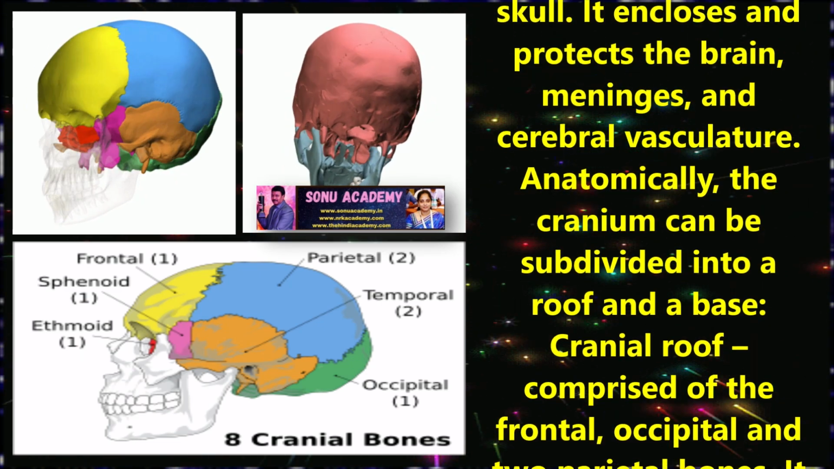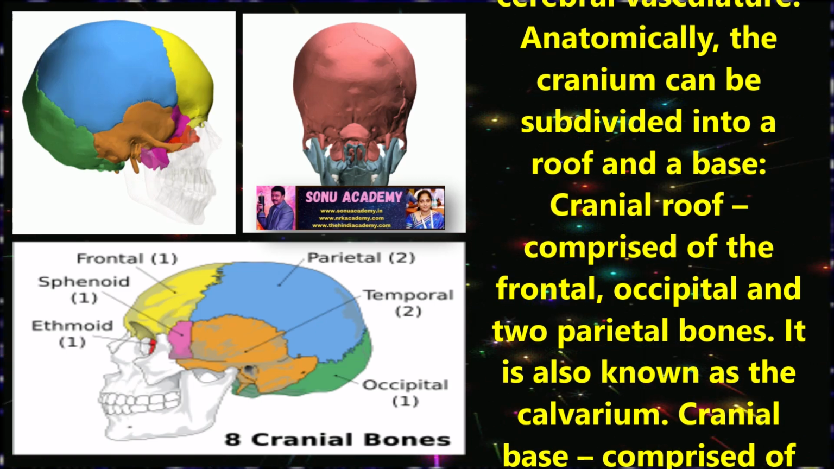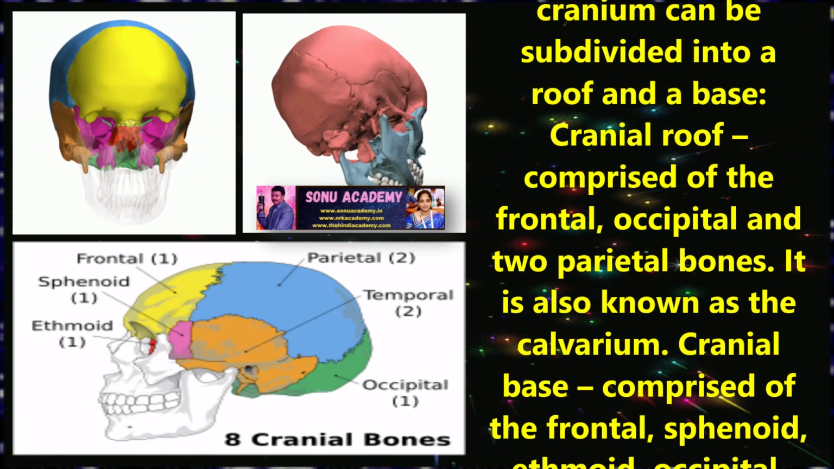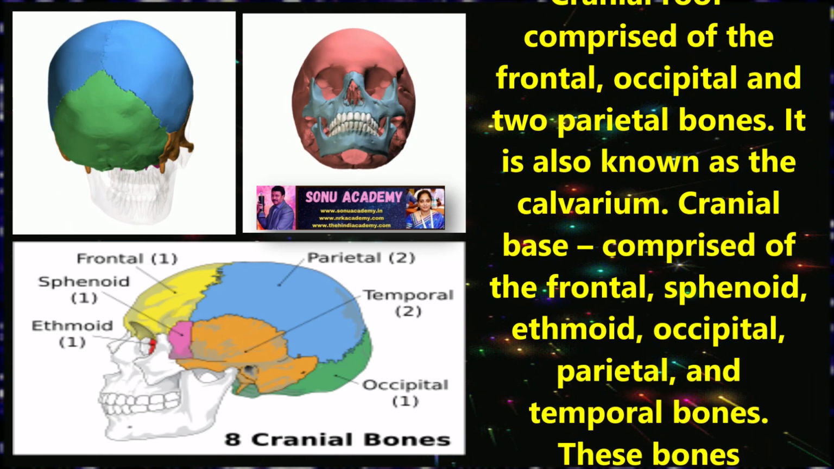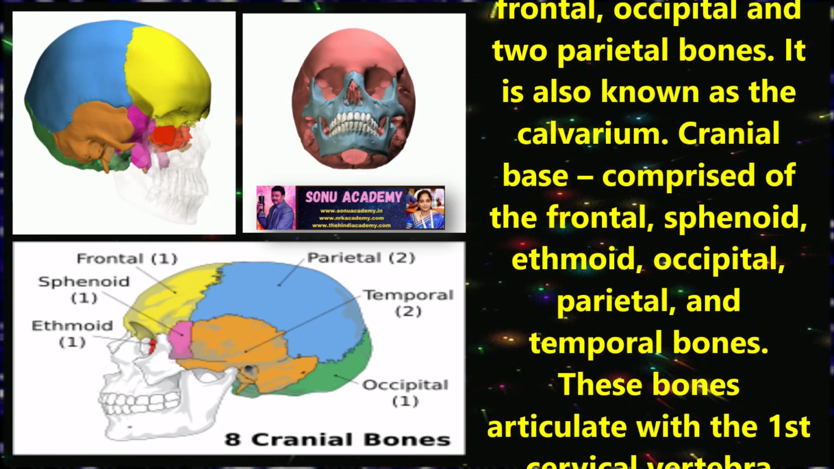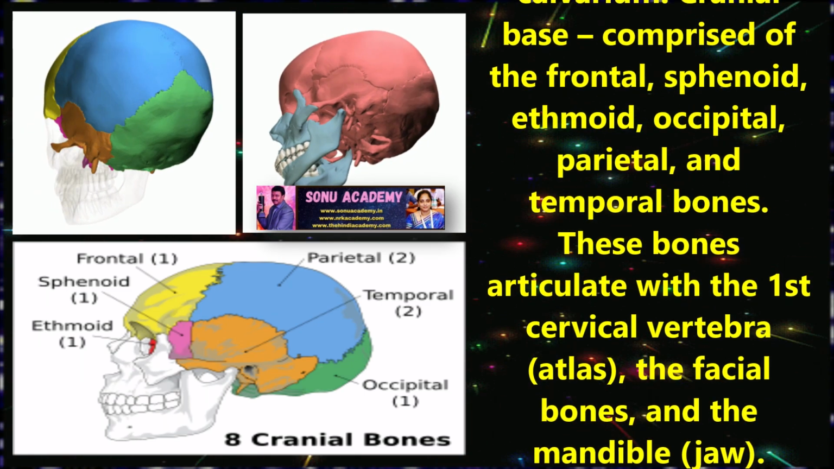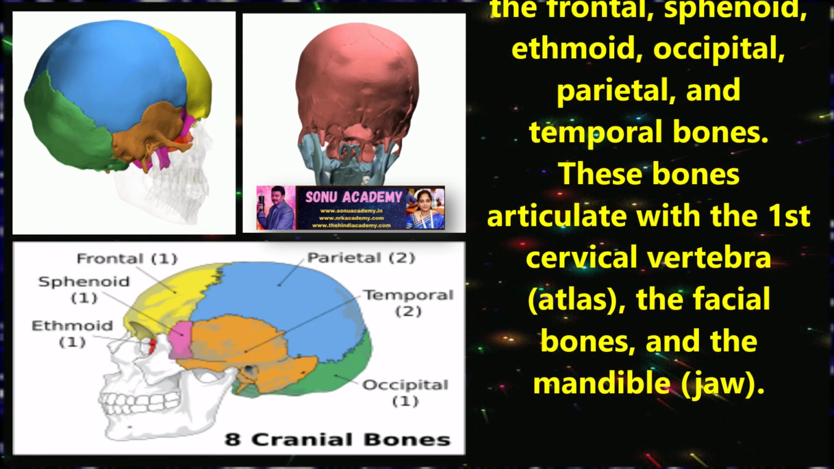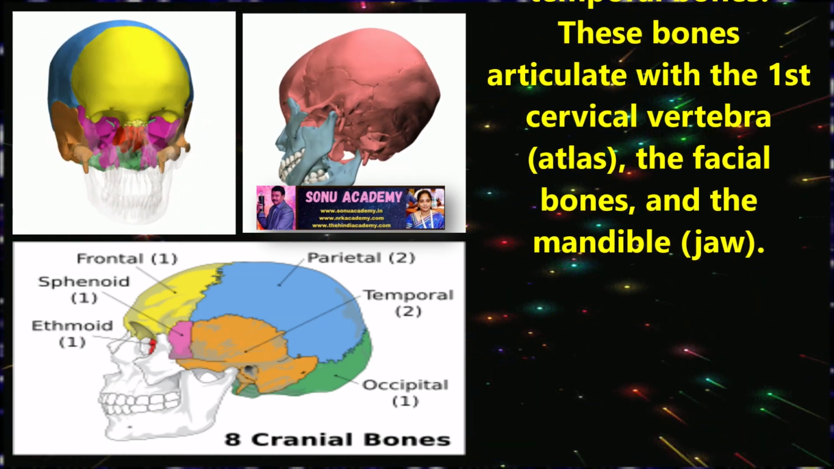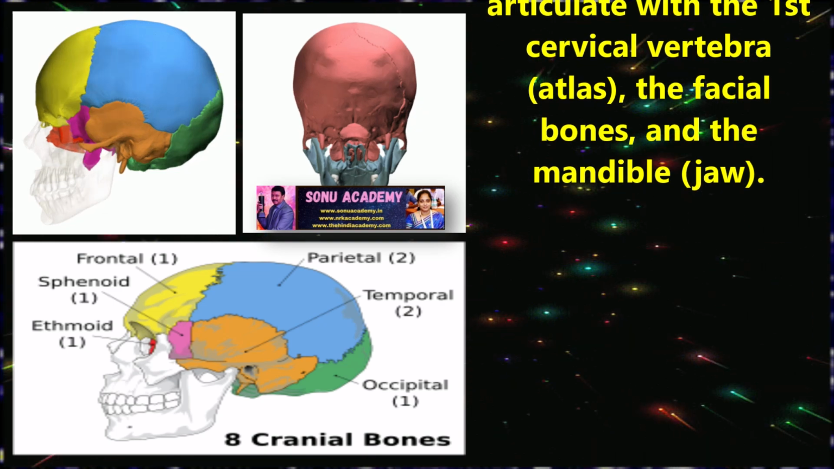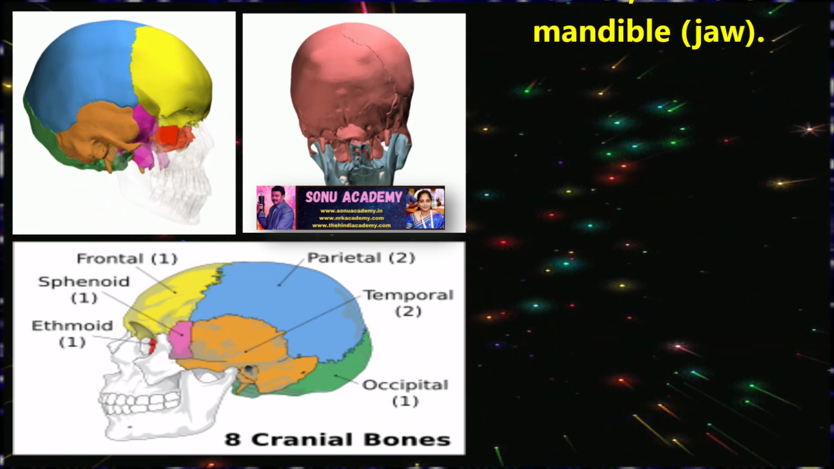Let us see what is the cranial roof. The cranial roof is comprised of the frontal, occipital and 2 parietal bones. It is also known as the calvarium. Let us see what is the cranial base. The cranial base is comprised of the frontal, sphenoid, ethmoid, occipital, parietal and temporal bones. These bones articulate with the first cervical vertebra, the atlas, and the facial bones and the mandible. Children, let us discuss in detail each and every cranial bone.